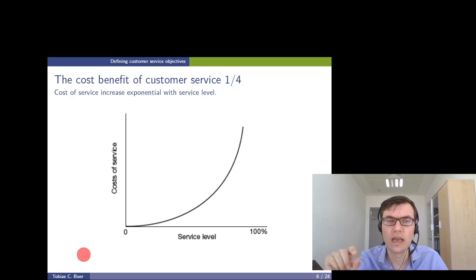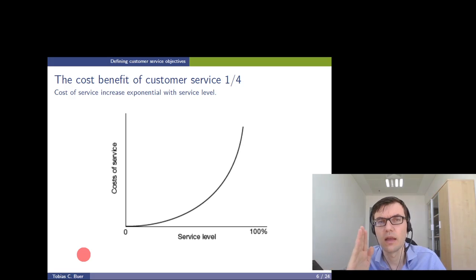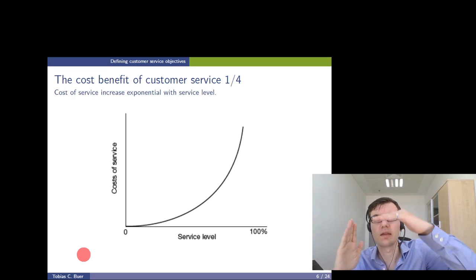So you see, having a low service level, let's say below 50% in this graphic, implies a small amount of cost. But then, when we increase our service level, our costs rise exponentially.